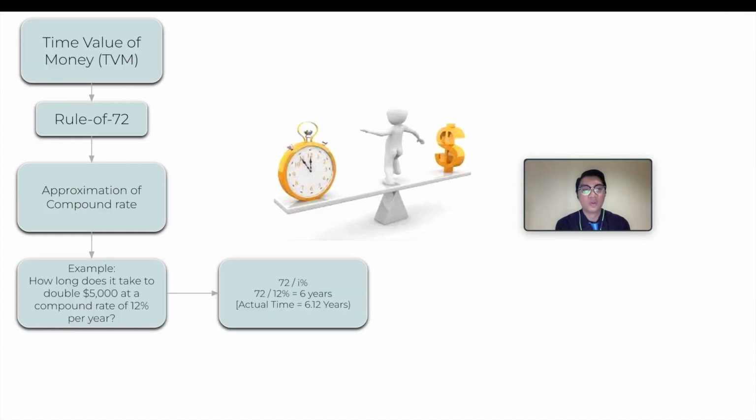Here is the rule of 72. The rule of 72 is an approximation of the compound rate. For instance, how long does it take to double $5,000 at a compound rate of 12% per year? The answer is approximately 6 years, because we use the rule of 72, which is 72 divided by the interest rate, or I%, as the compound rate of 12%. So the answer is 6 years, which is still very close to the actual time.